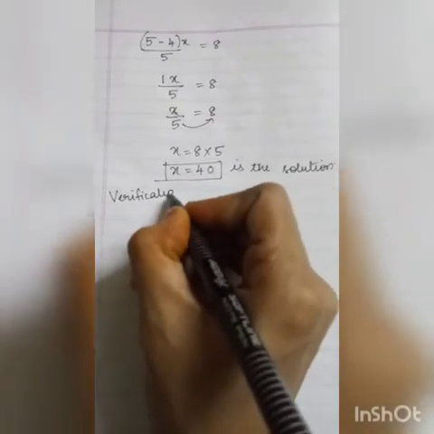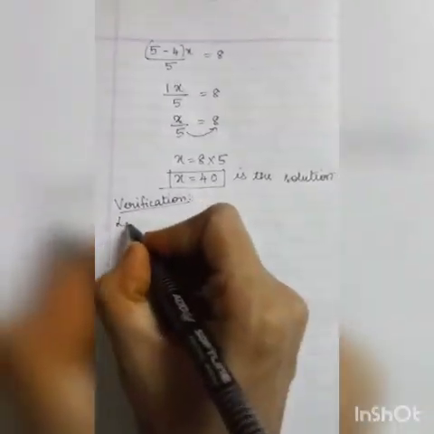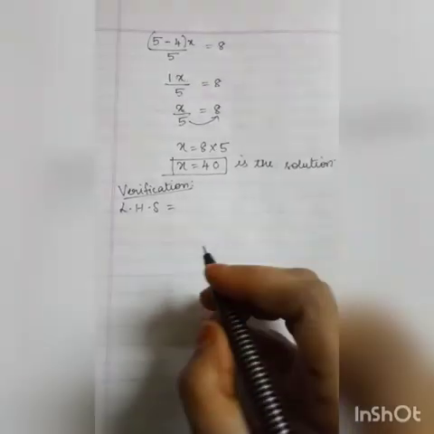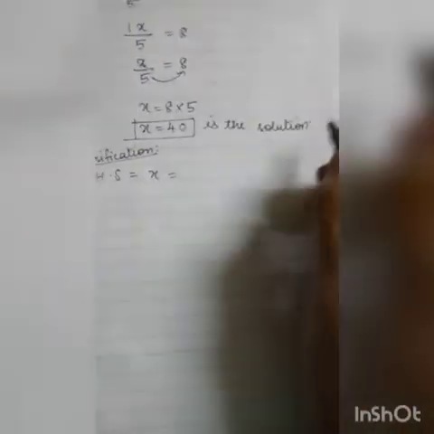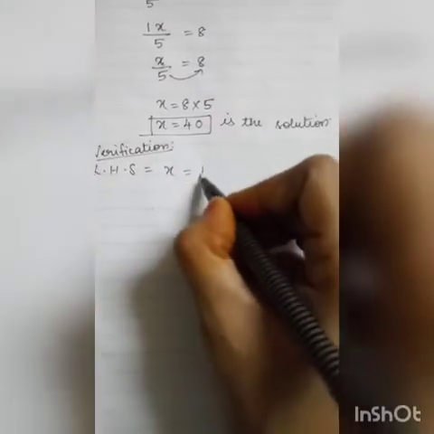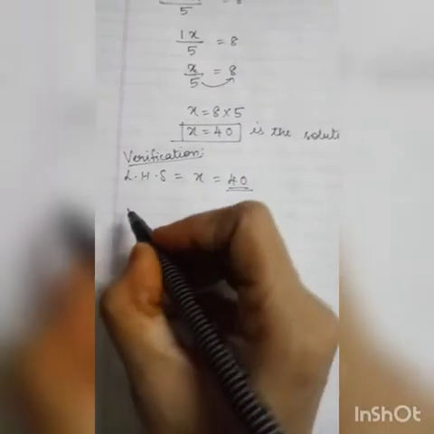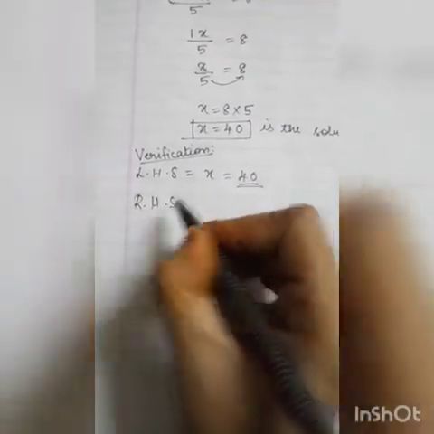Verification. For verification, what all the things we want? I want LHS as well as RHS. What is my LHS value? X. So X value is what? 40. LHS value is 40. What is my RHS value?